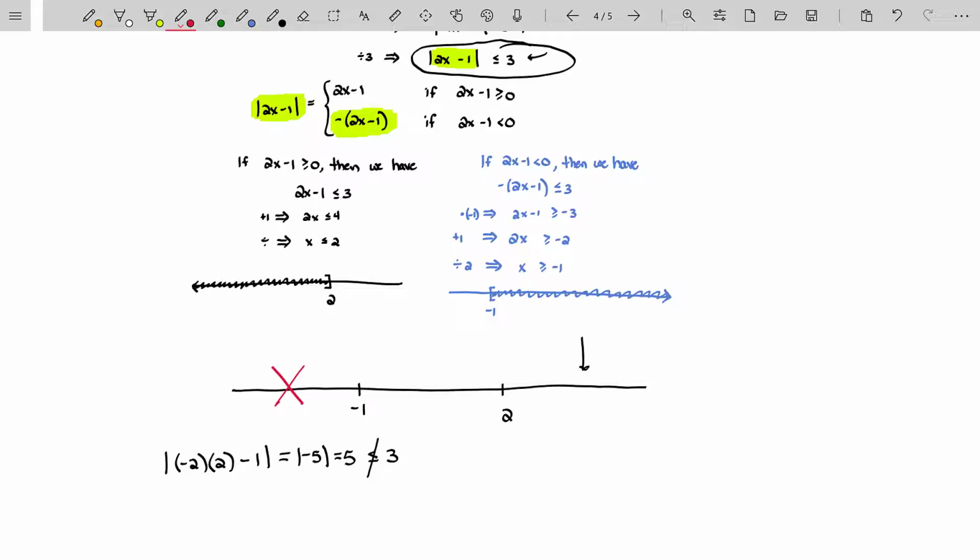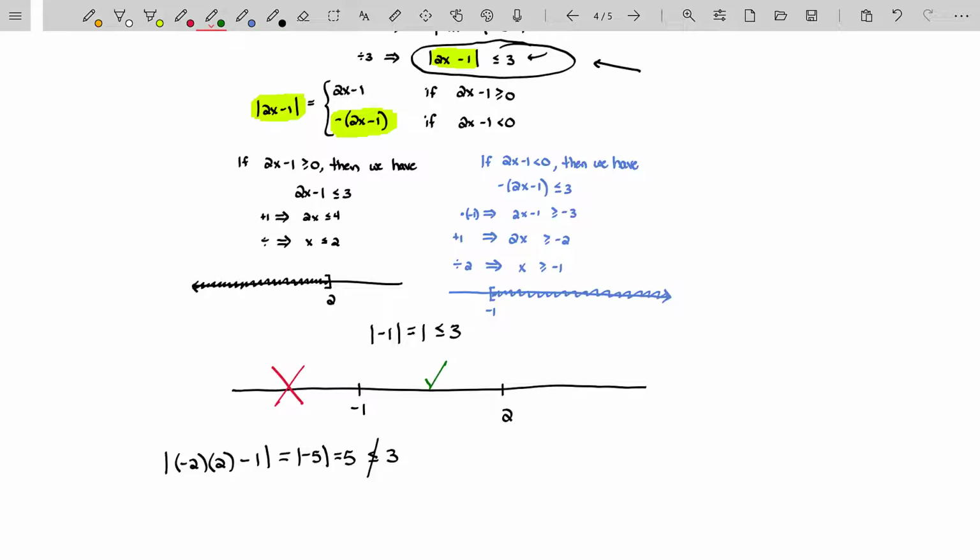Now try a value between -1 and 2, and obviously 0 is a perfect value to try. So I go back up to this inequality here and I plug in 0. I'd get the absolute value of -1, which is 1 by the way, and that's definitely less than or equal to 3. So our inequality works in this region right here.